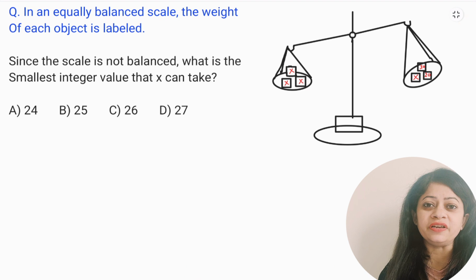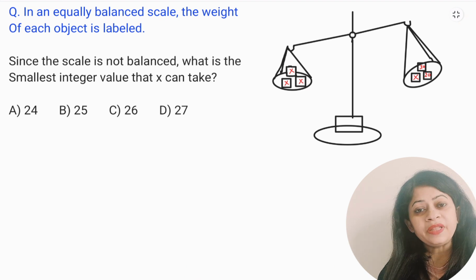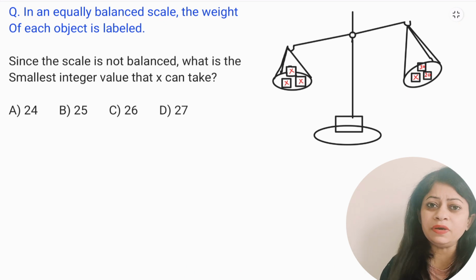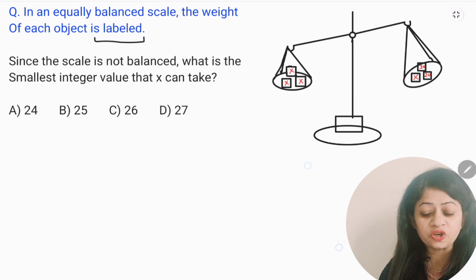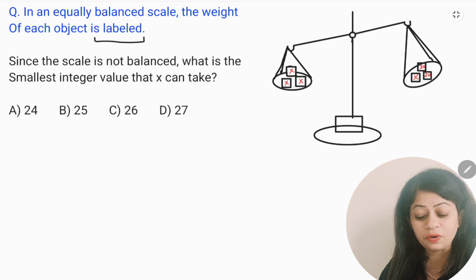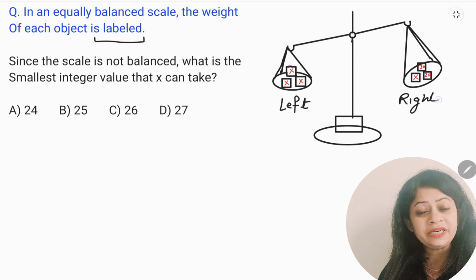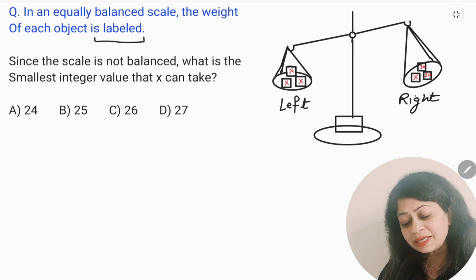Today we have another question from competitive exams. These questions are from Maths Olympiad, whatever I discuss on my channel. This question says that in an equally balanced scale, if the scale is empty then it is equally balanced. The weight of each object is labeled. Here we have three objects, and the weight of each object is x on the left hand side. On the right hand side we have one object, which is x, and others which are 20 and 30. Then they tell us that the scale is not balanced.